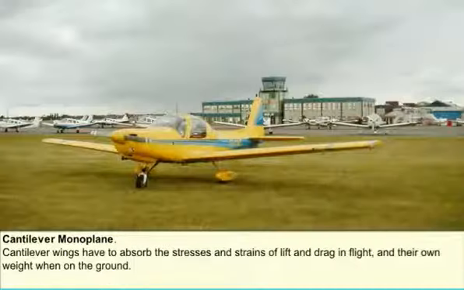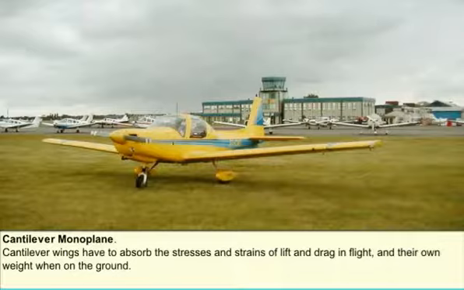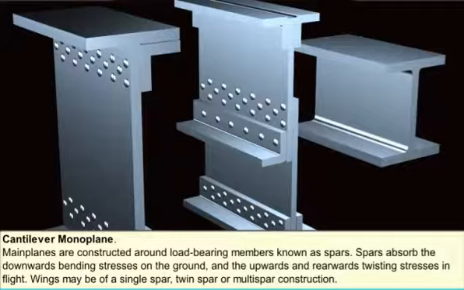Let's now look at cantilever wings. The main planes have to absorb the stresses due to lift and drag in flight and, if of cantilever design, their own weight when on the ground. This is achieved by building the wing around one or more main load-bearing members known as spars, which are constructed so that they will absorb downwards bending stresses when on the ground and the upwards, rearwards and twisting stresses when in flight. The major structural components of the wings are generally manufactured from aluminium alloys, with composite materials such as glass-reinforced plastic, carbon-reinforced plastic and honeycomb structures being used for fairings, control surfaces and flaps, etc.